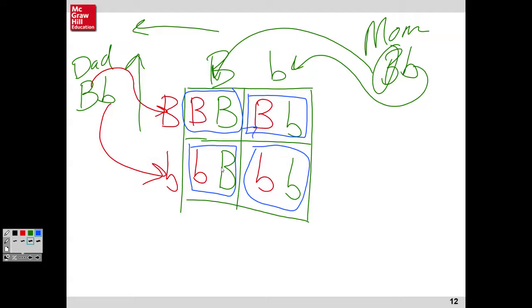And then potentially the kiddos could be heterozygotes. There are 2 squares that show the heterozygous outcome. In other words, it's twice as likely that the kid will be heterozygous compared to homozygous dominant or homozygous recessive.